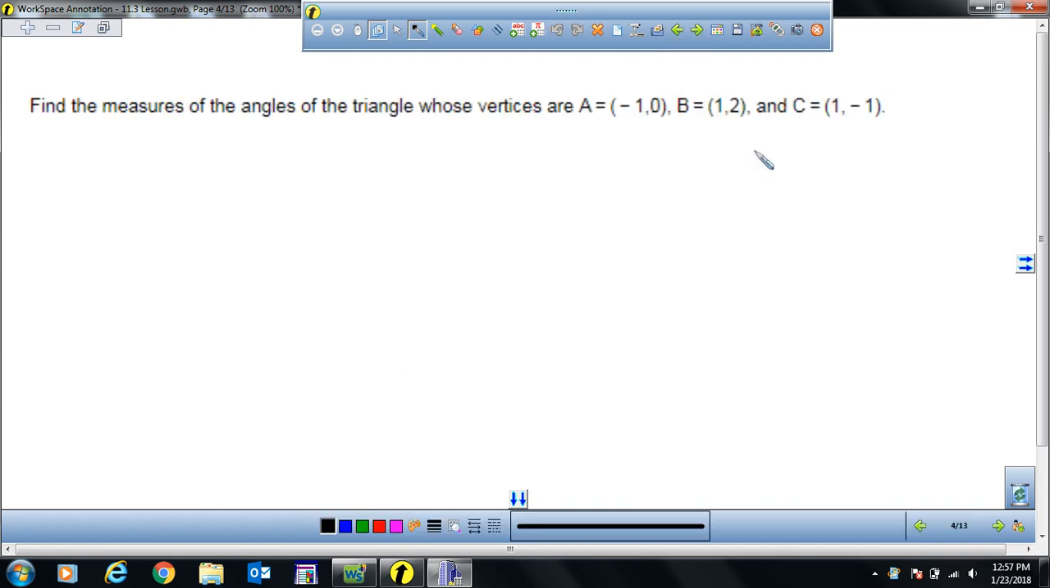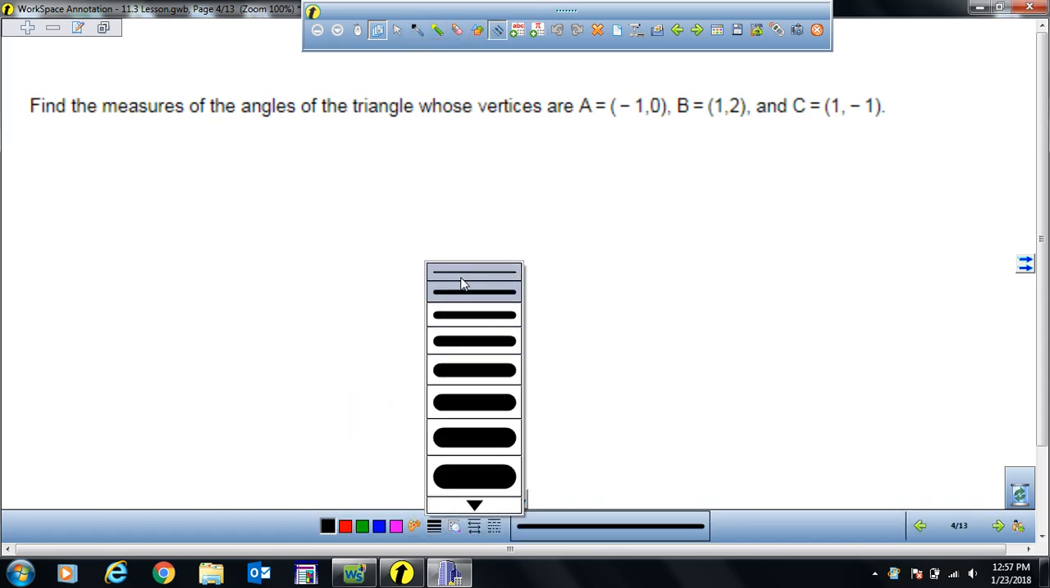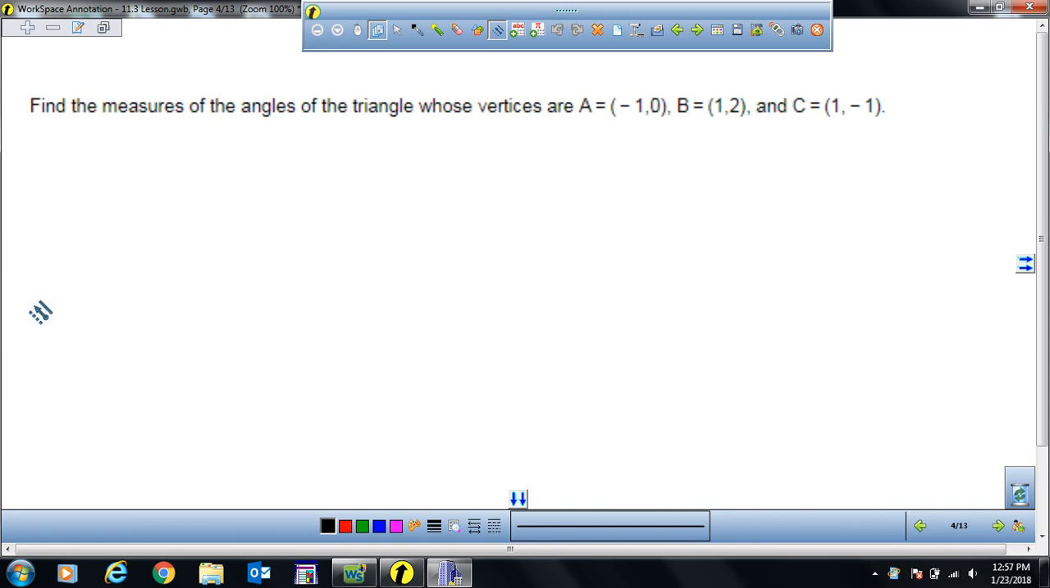Next. Now on this one, this is an application of the angle between two vectors. So I'm giving you three coordinates. A equals -1, 0, B equals 1, 2, and C equals 1, -1. I want you to find the angles of the triangle whose vertices are these three. We don't really need the sketch, but I'm still going to put it just to give you an idea.